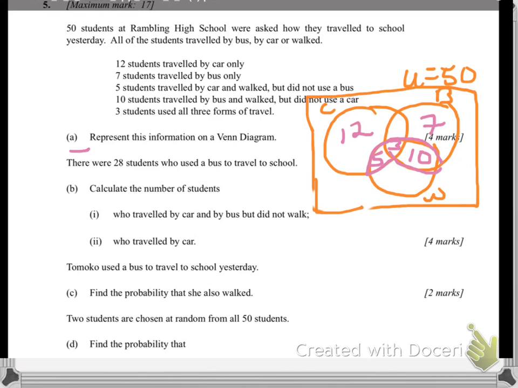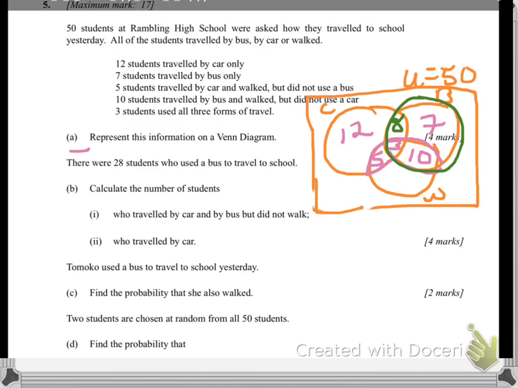So let's go on. There were 28 students who used a bus to get to school. Calculate the number of students. Okay, so let's change my color here. So I'm going to go to a green. Now, we're saying that this circle here now needs to add up to 28. So 3 plus 7 is 10, plus this 10 here is 20. So I am assuming that 8 people go right here because it needs to add up to 28.